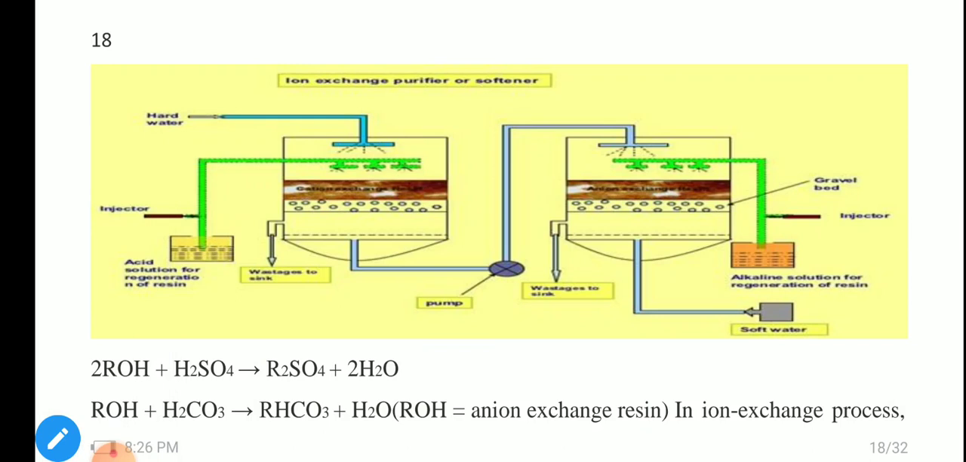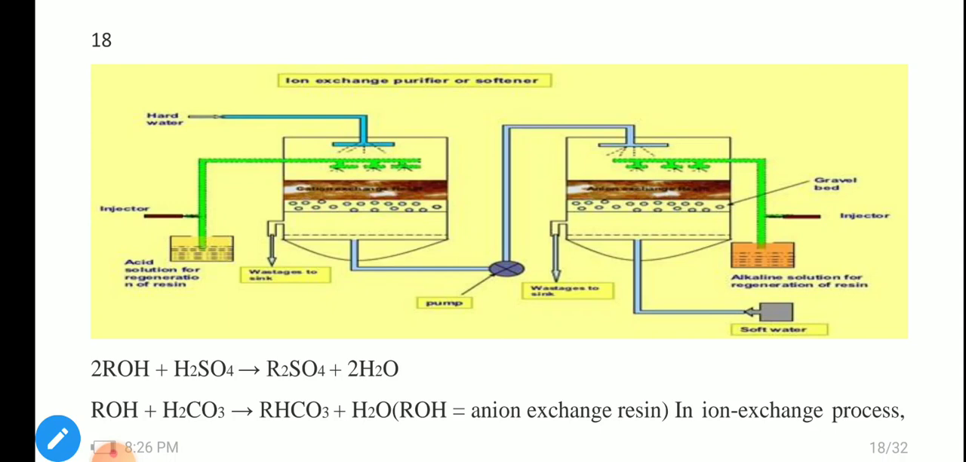So here we have the instrumentation or the process for ion exchange method. There are two containers. First container is filled with cation exchanger resin and the second container is filled with anion exchanger resin. Hard water sample is poured into the cation exchanger resin. Then the cation exchanger resin absorbs the cationic impurities, that is calcium and magnesium, and H plus ions from cation exchange resin go along with that water.